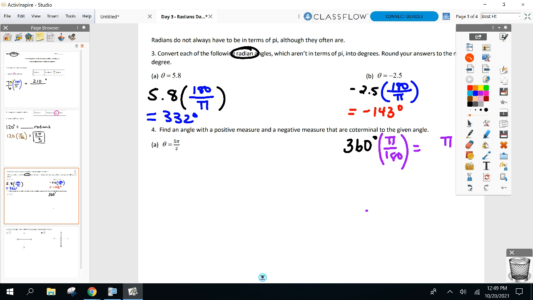360 over 180. Let's reduce it for me. You're just finding it's 2? So 360 is the same as how many radians? 2 pi. There it is. There is the conversion right there. Anytime I need 360 in radians, I use 2 pi instead.